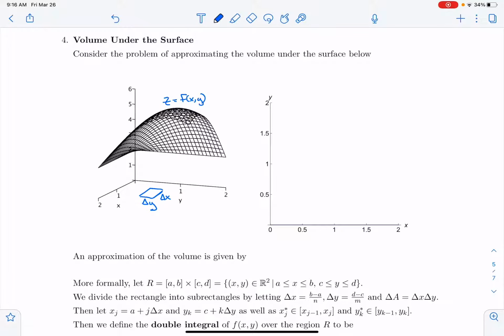These rectangles will have a length of delta x and a width of delta y. And then we could draw rectangular prisms that go up to the height of the function at some point within that rectangle. The idea would be that these rectangular prisms that I've drawn, like so, would approximate the volume underneath the surface within this small rectangle of area delta x, delta y.